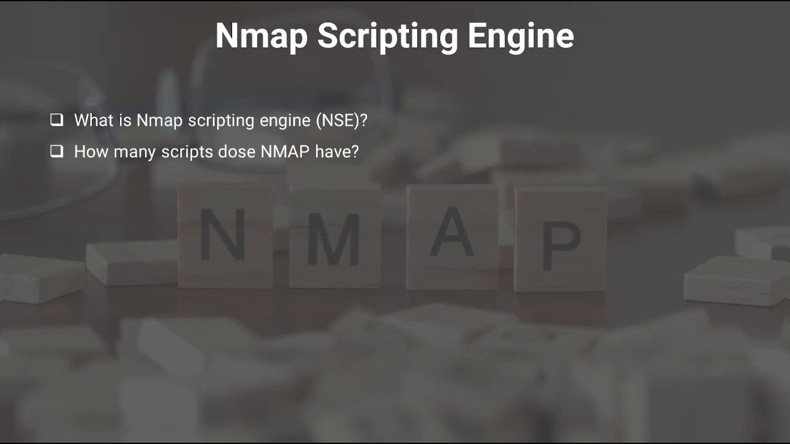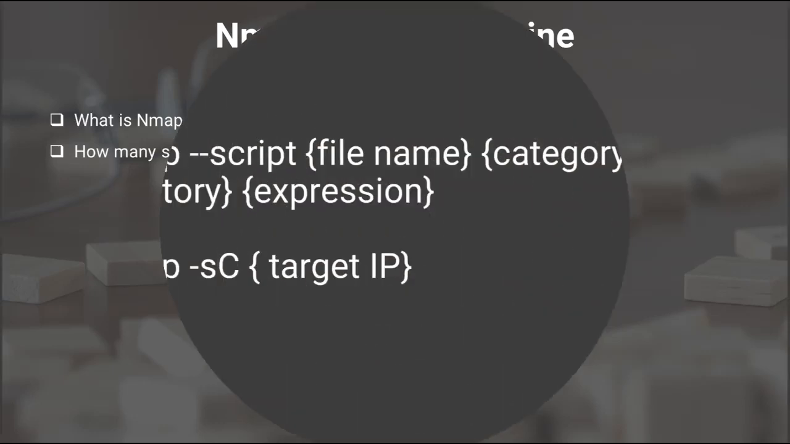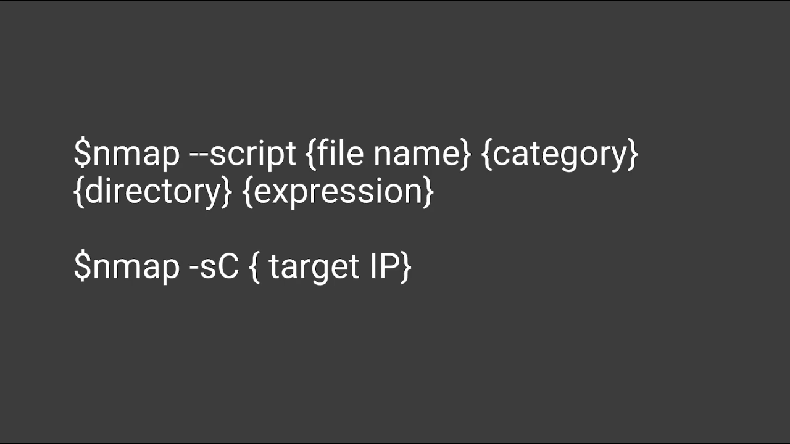To simplify choosing which scripts to run, each script contains a field associating it with one or more categories, which I'm going to explain for your better understanding. As you can see in the first command, nmap --script. There are different categories that you can use for your scan, such as authentication or auth, broadcast, default, discovery, dos, exploit, fuzzer, malware, and safe. I'm going to explain some of them to make sure you understand.